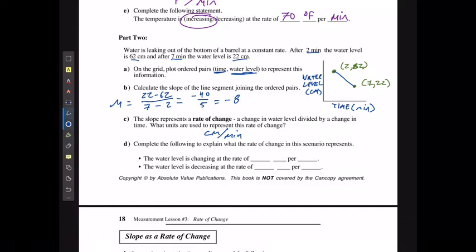So in this case, we could either say that the water level is changing at a rate of negative 8 centimeters per minute. Or if we state that it's decreasing, we know that it's going to be negative, so it's decreasing at a rate of 8 centimeters per minute. If we state that's decreasing or increasing, we know whether it's negative or positive, so we don't need to state a sign.